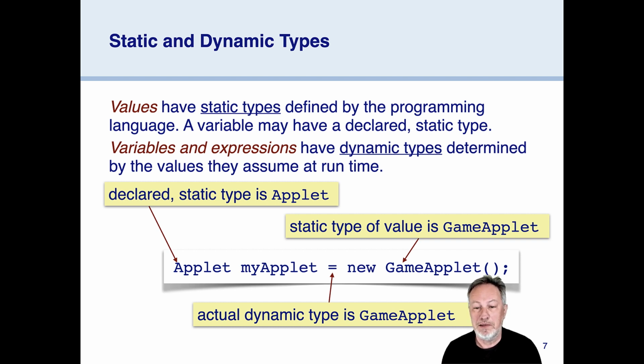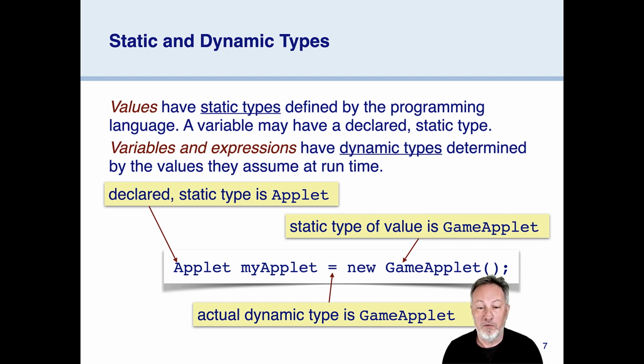So when we evaluate the expression new gameApplet, at runtime it's going to be an instance of the class gameApplet. Reading the code, we can see the static type of this expression. It's going to be a gameApplet. So just by reading the code, we can see what's on the right-hand side is a gameApplet, what's on the left-hand side is an applet. And because we have a notion of polymorphism, or subtyping in particular in Java, we can make this assignment, because a gameApplet is a valid kind of applet.